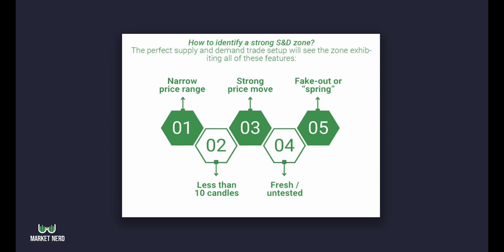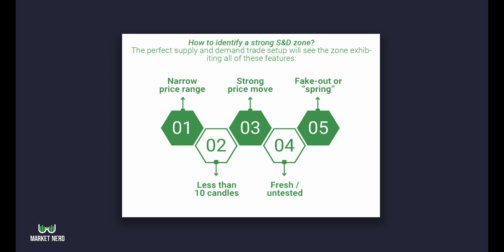How do you identify a strong supply and demand zone? Like in any form of technical analysis or trading strategy, there are strong signals and weak signals. To get the best trading results, we need to ignore the weak signals and take the strong ones. The perfect supply and demand trade setup will see the zones exhibiting all of these features. The first one is narrow price range. If the trading range that precedes the breakout is too wide or has too many long wick candles, it shows uncertainty and is less likely to represent accumulation from a whale.